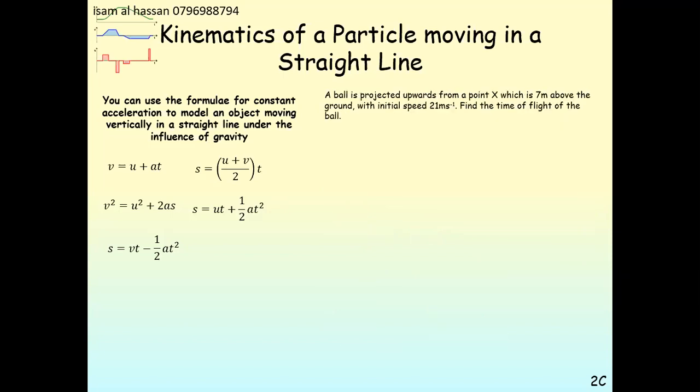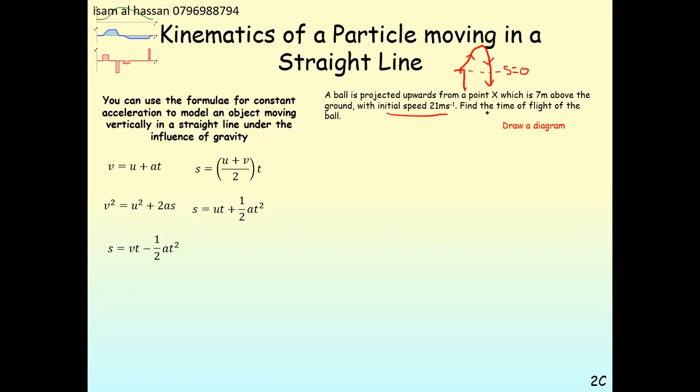A ball is projected upwards from point X, which is 7 meters above the ground. So this is the case of scenario number 3, just like that. Okay, there is a U, there is acceleration, there is a V equals 0, there is an acceleration also up to this level. We have S equals 0. That's the template for such kind of question.